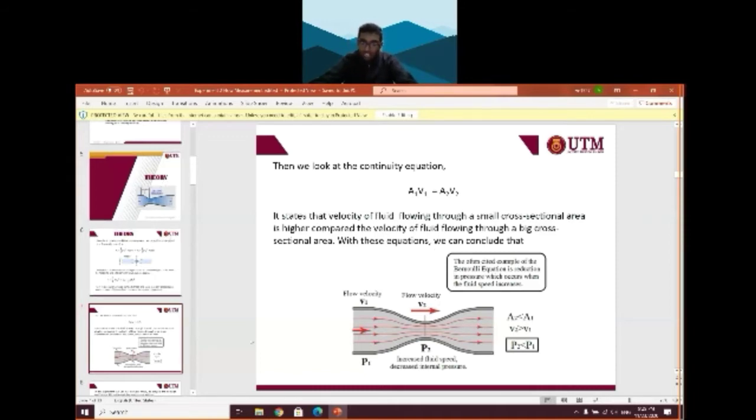From those theories that we just discussed, we can conclude that for this scenario, A2 is lesser than A1. As you can see here, this is 0.2. So the area here is lesser compared to here, which means the velocity of the fluid at this point is bigger than at this point. And when velocity is higher, the pressure drops. So pressure 2 is lesser than pressure 1.